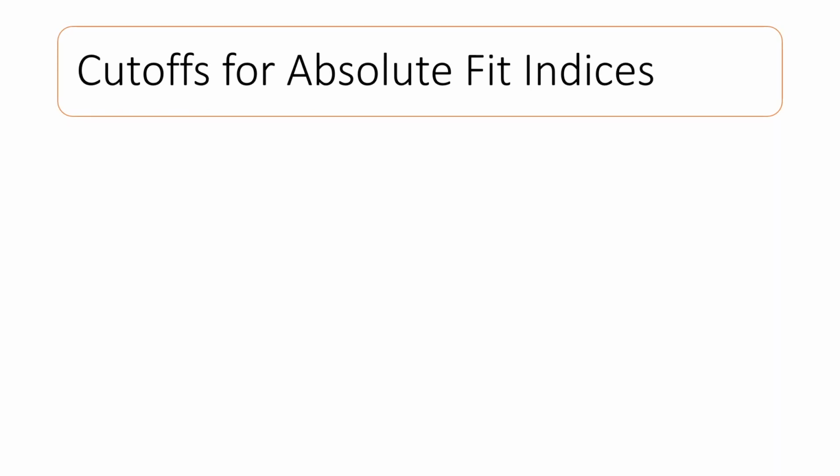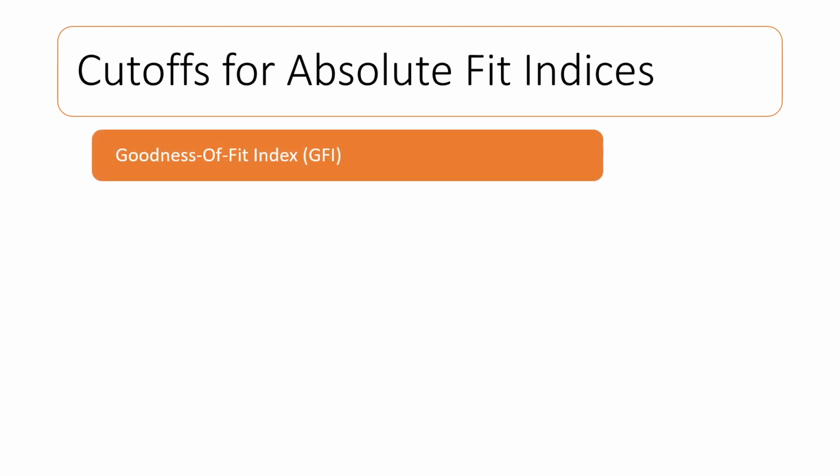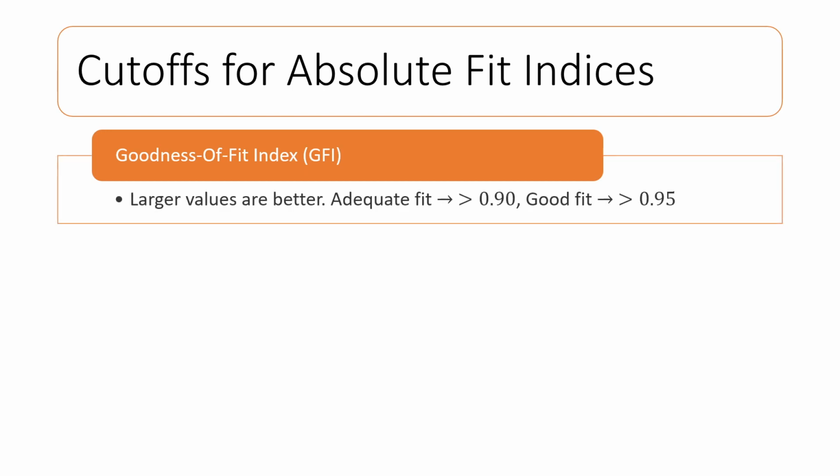Now, each of these have different cutoffs. I can't say this enough times: these are rules of thumb. These are not absolute, hard and fast, written-in-stone rules, but for these rules of thumb, we can go through them. I will say, broadly speaking, there tend to be two directions. We tend to have fit indices where larger is better, and fit indices where smaller is better. So goodness of fit index is one where the larger values represent better fit.